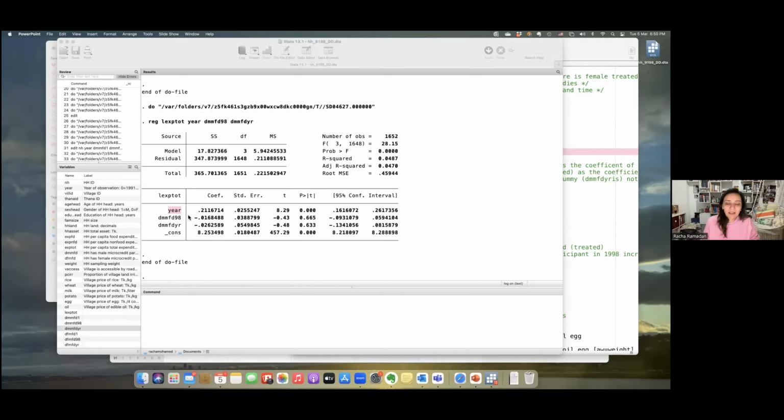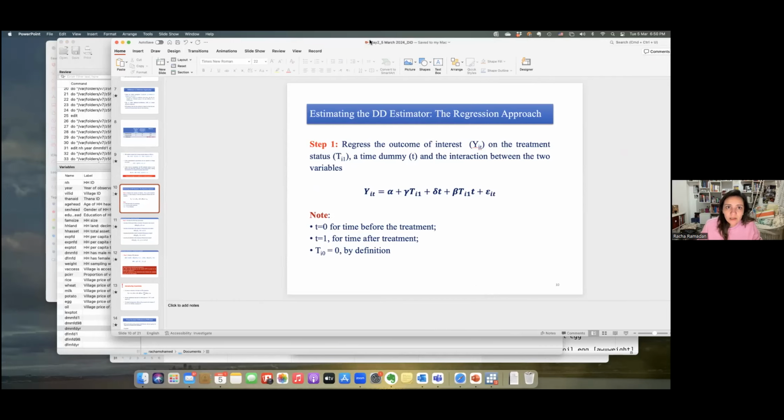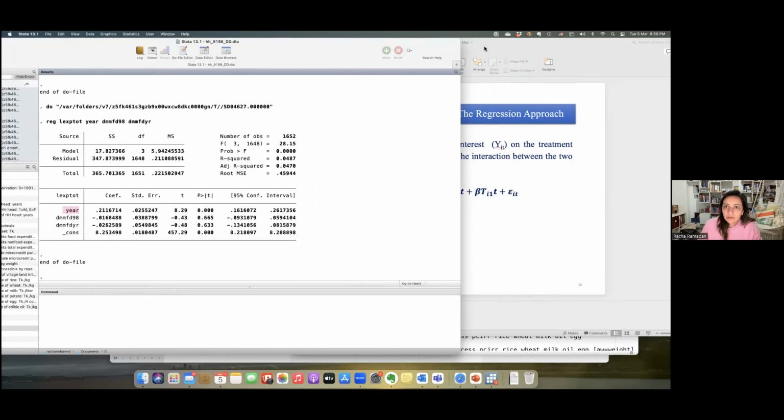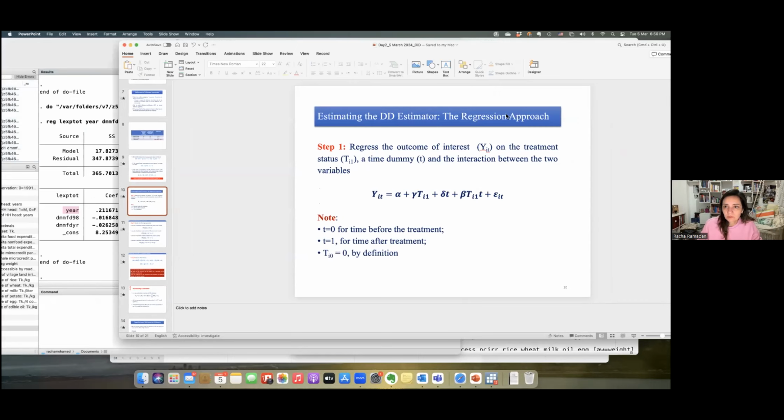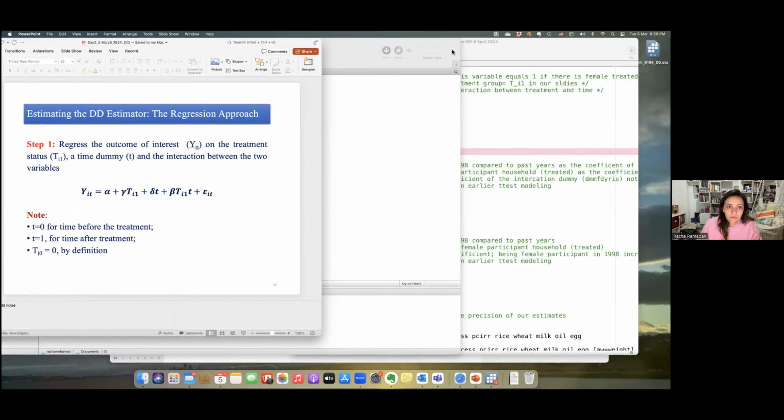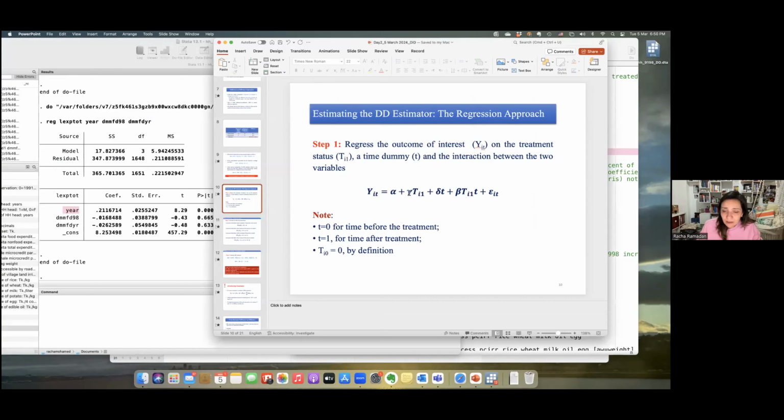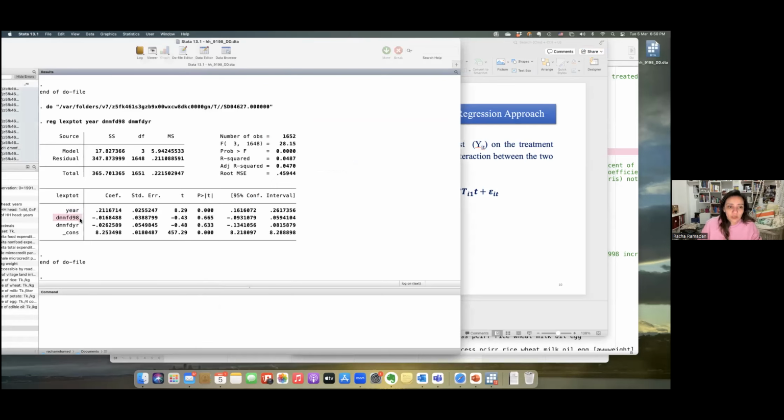No, so let me clarify something again. The variable here, and if I go back to the slides, let me bring both together. The gamma shows us the effect of being treated, and we know that the treatment will be in year 98. So just the fact of being treated, without taking into consideration the year, what would be the impact on the outcome of interest, which this gamma corresponds to in my table to this variable.